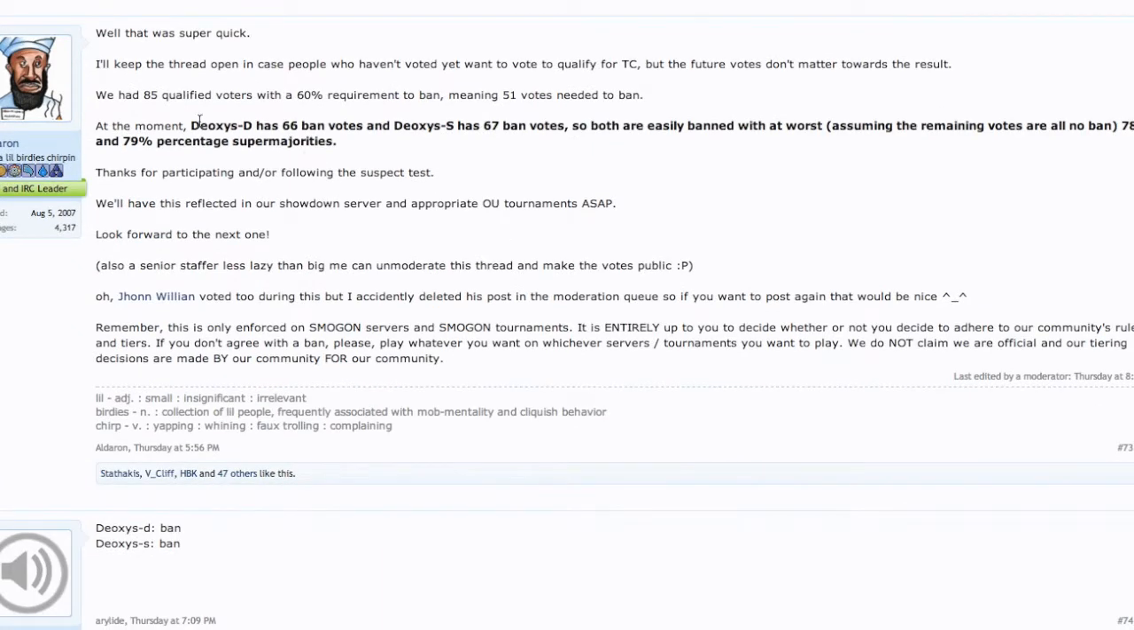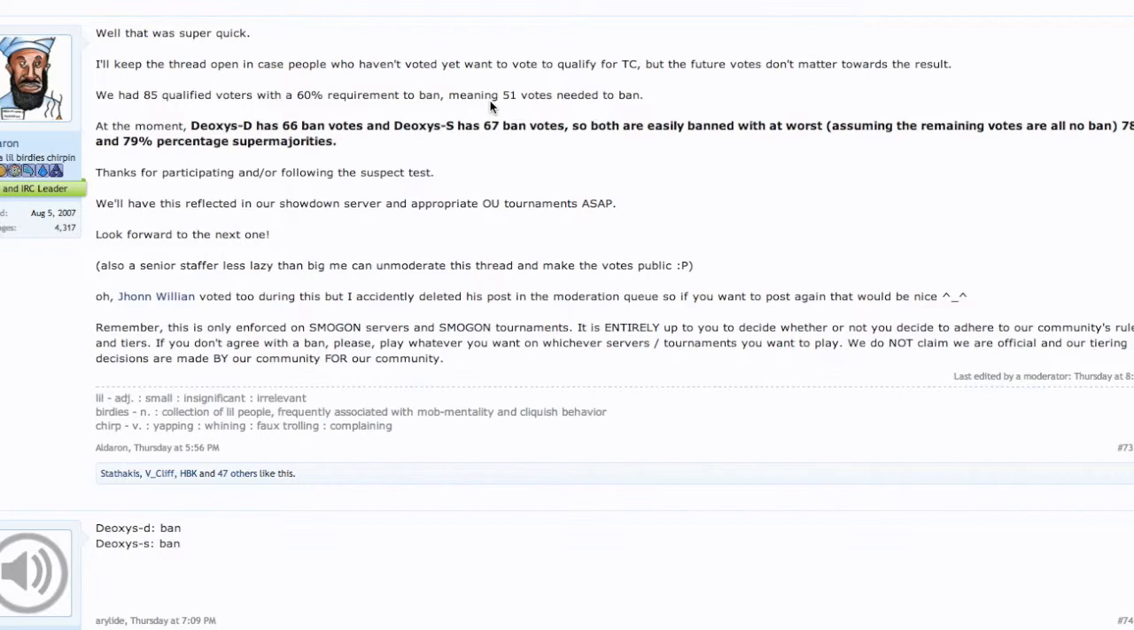So there we go. Alright, Deoxys-D got 66 votes to ban. My lord, I can't talk anymore. And Deoxys-S got 67 votes to ban. So both are easily banned, with 78 and 79% super majorities respectively. So they both were banned easily, which is not surprising. A lot of people did find those very, very broken. And yeah, that's pretty much all I have to say about the results.